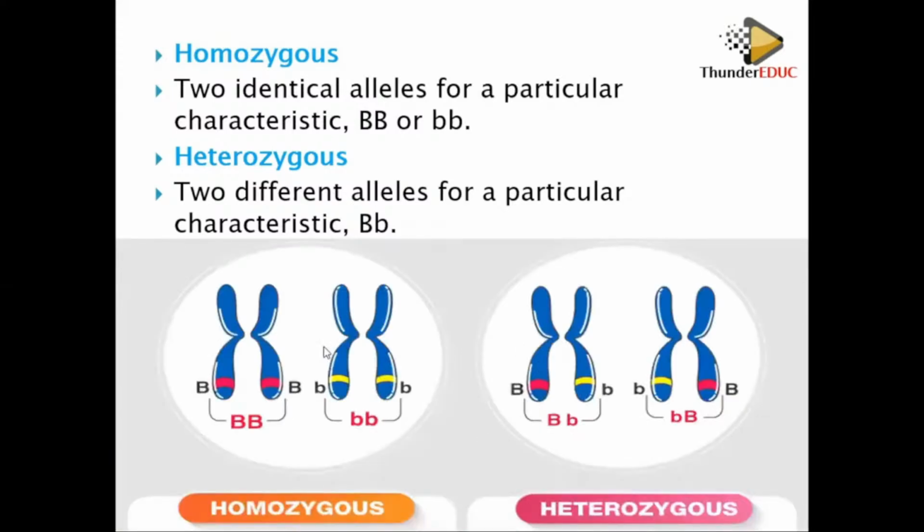If you look at this picture, you'll find out that in homozygous, they are found on the same locus, same location. This one, and then this one, and this one, you see. While if you look at heterozygous, same location but different letters. So this is homozygous recessive, this is homozygous dominant, and then this is heterozygous. For the case of heterozygous, we don't have recessive and dominant, we just say heterozygous.